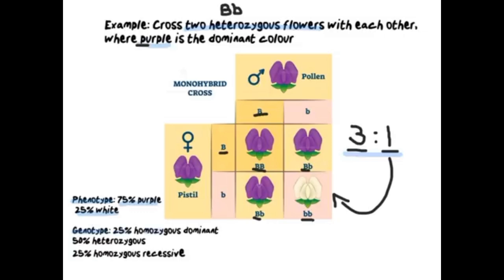25% of them are homozygous dominant, which represents, if we look back at the diagram, this individual over here. Then we have 50% that is heterozygous, and that represents these individuals which have a mixture of lowercase and uppercase letters. And lastly, we have a homozygous recessive individual, 25%, and that is this white flower. So you'll notice that the genotype and phenotype percentages are not always the same, and it's important not to just copy the phenotype percentages straight down.